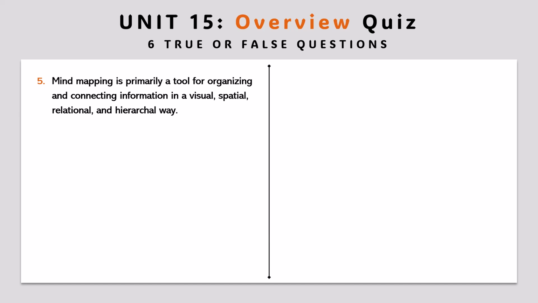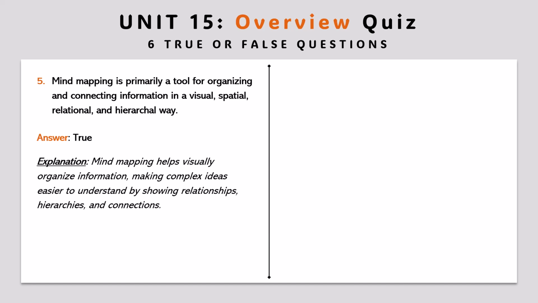Question number 5. Mind mapping is primarily a tool for organizing and connecting information in a visual, spatial, relational, and hierarchical way. Answer: true. Explanation: mind mapping helps visually organize information, making complex ideas easier to understand by showing relationships, hierarchies, and connections.